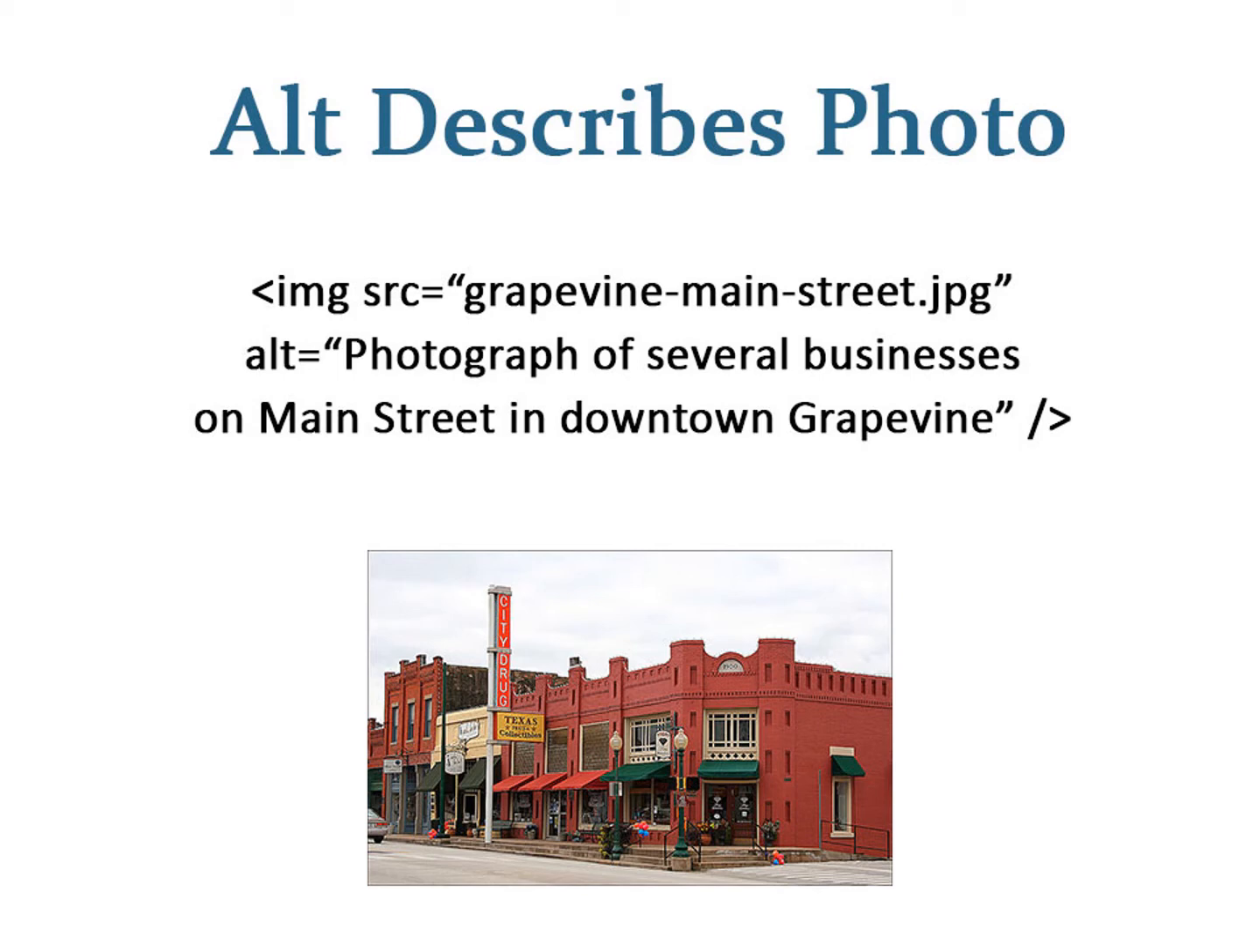The previous slide showed a black image. On this slide, the alt describes the photo, and there is a picture of downtown Grapevine. The tag reads IMG SRC, which means image source, equal Grapevine Main Street.jpg. The alt states photograph of several businesses on Main Street in downtown Grapevine. So if you can't see the photo, now you know what the photo is about.